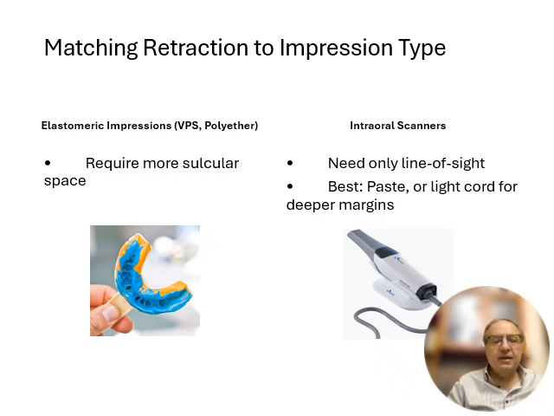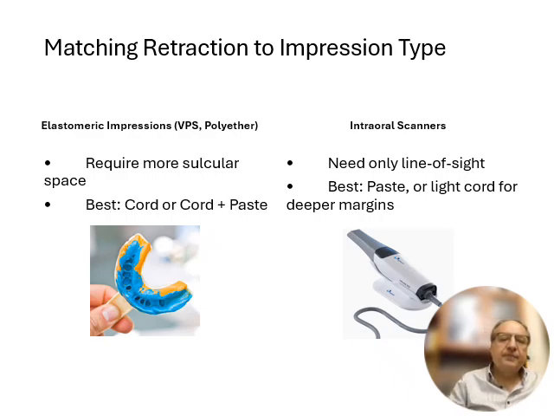Retraction pastes do their job at best in healthy tissues and small sulcuses or sulci, while deep margins necessitate the use of retraction cords. Sometimes we might use the cord with the paste.